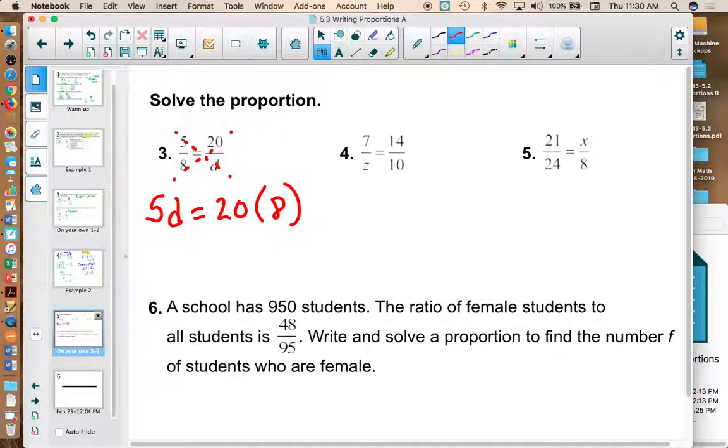Well, what is 20 times 8? 160. That equals 5D. Now, what is D? What is the value of D? Alice? 32. Does everybody agree? Yes. Okay, do number 4. You do number 4.